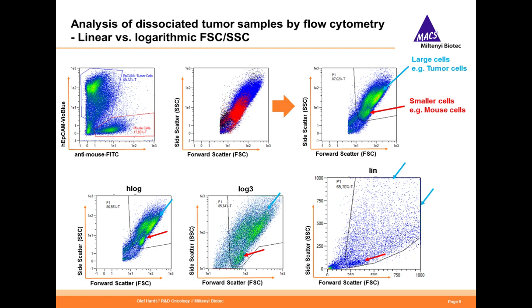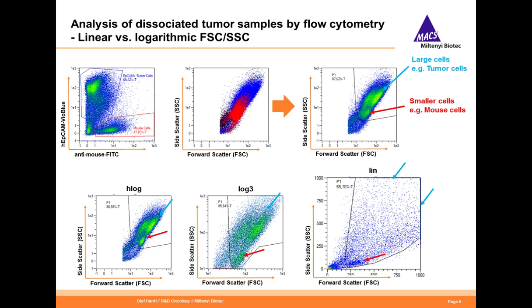And then if you even go to the linear scale, which most people use when using hematopoietic tissues, you can now resolve the debris, lower left, and then the red mouse cells, but the human tumor cells are so different in size that they are already on the sum channels on the axis on the right and then on the upper part.